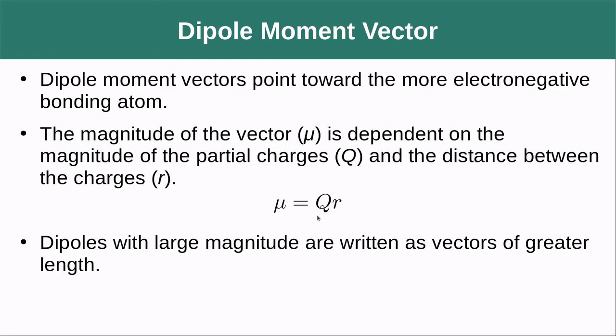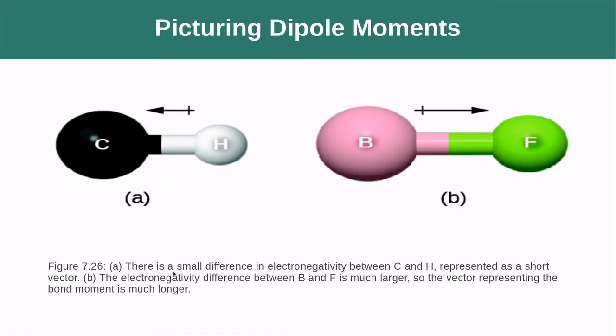What Q here is mathematically would be the difference between the partial charges. If you subtracted the negative one from the positive one. Dipoles with large magnitude are written as vectors of greater length.